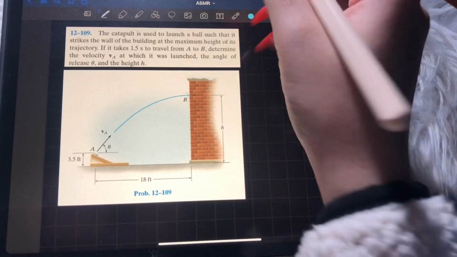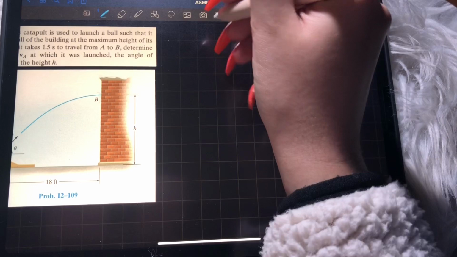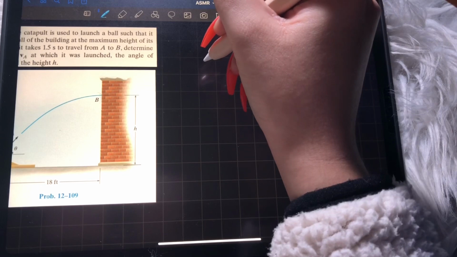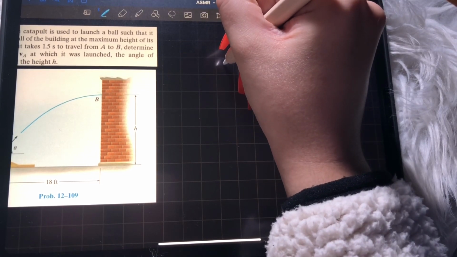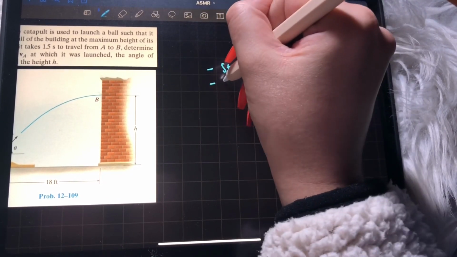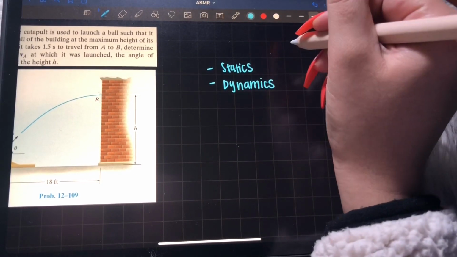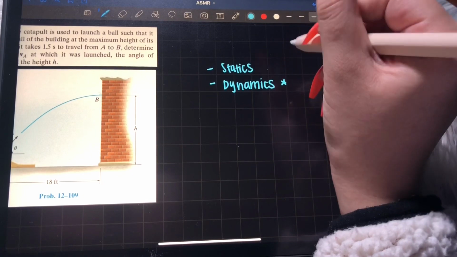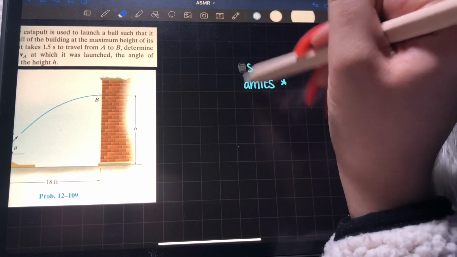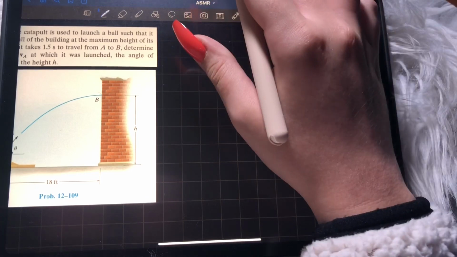So just to let you guys know, when you are going into engineering, there are some basic classes that people have to take no matter what field of engineering you're in. So the first one is statics, and the other one is dynamics. So right now we're going to do dynamics. I won't really go into what they mean, but yeah.